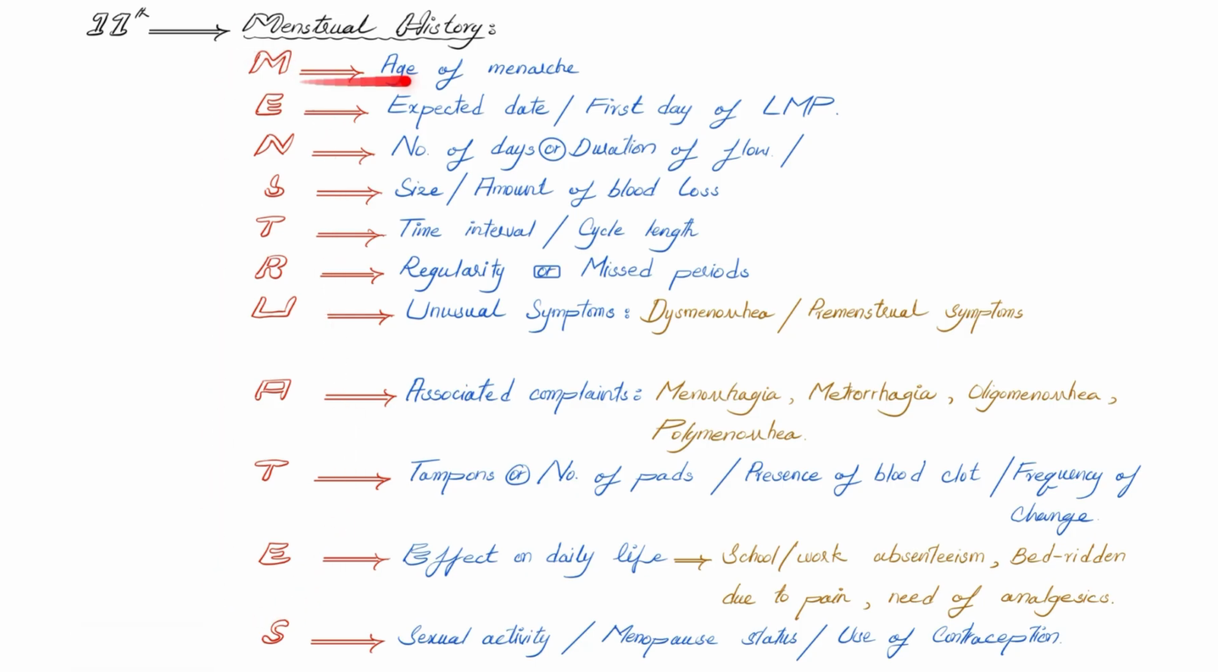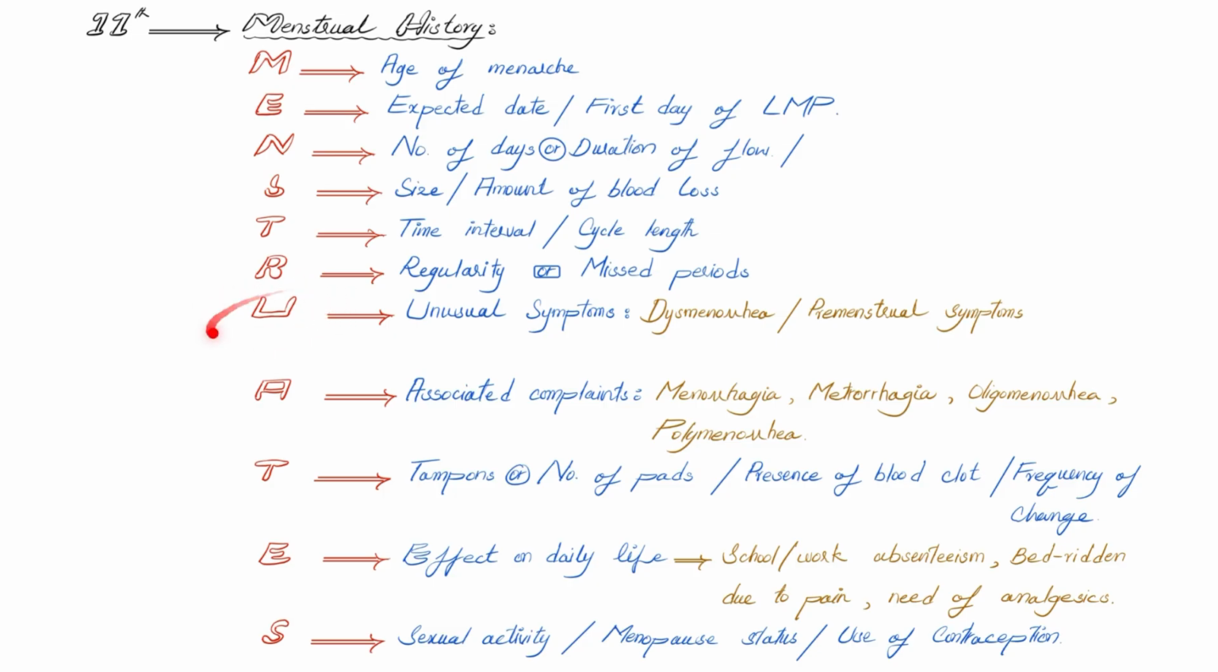M stands for menarche, so ask about age of menarche. E stands for expected date of menses, or what was the first day of the last menstrual period. Then number of days, meaning duration of flow. S stands for size, meaning amount of blood loss. T stands for time interval between two menses, meaning you can find out the cycle length. Then R stands for regularity, meaning whether the cycle is regular or irregular. Did she have any missed periods in the past few months?